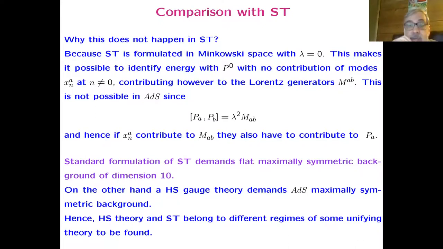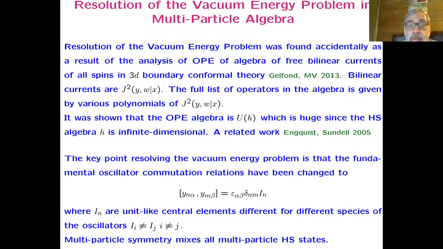So the solution to this problem actually was found accidentally while we were studying with Olga Gelfond the three-dimensional boundary conformal theory for free fields. And the problem that we were solving was to find just explicit form for the operator product expansion algebra for currents J2, which are just usual currents built out of free fields. And we were considering the theory of free fields.